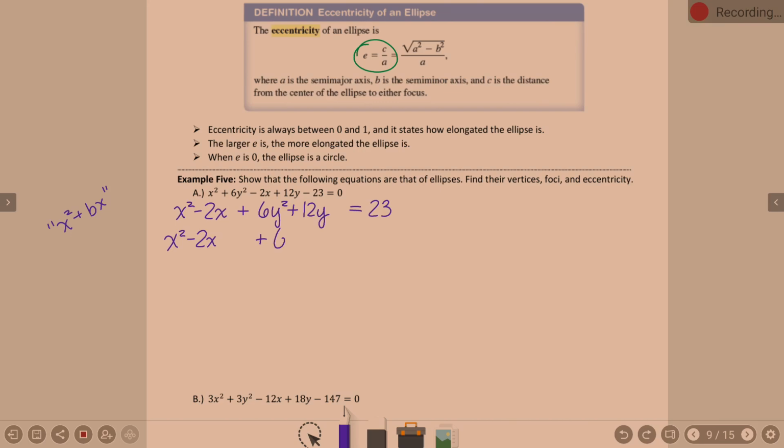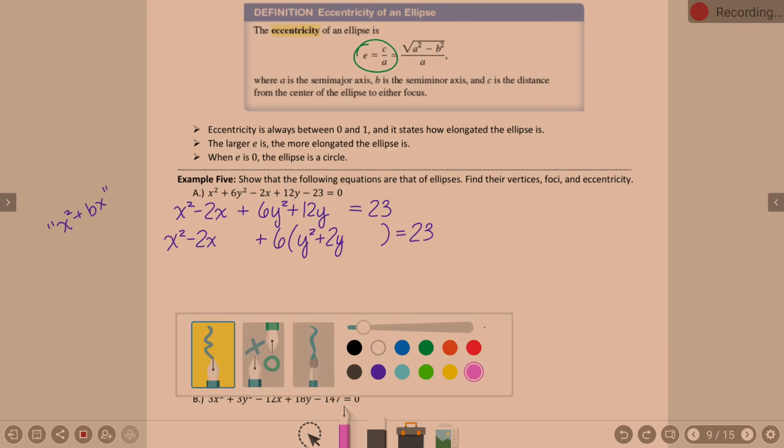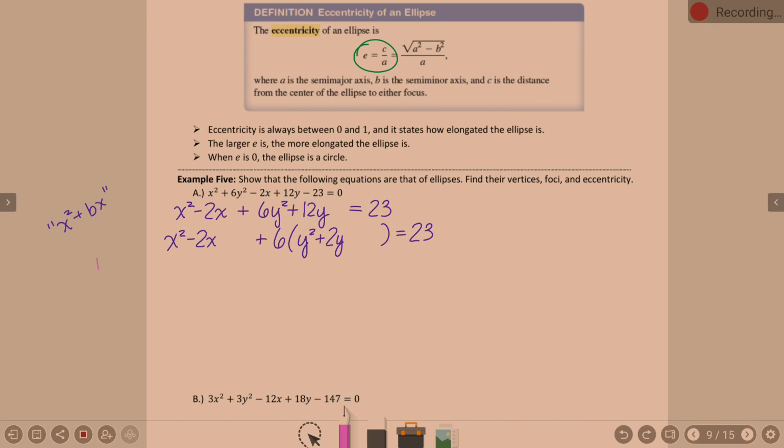And then what do we have remaining? Y squared plus 2y when I factor the 6 out of the y terms. I'm going to leave a gap in my parentheses and put my equals 23 on the right. You with me? Okay, x's. How do I complete the square on the x's? What's b? b is negative 2.